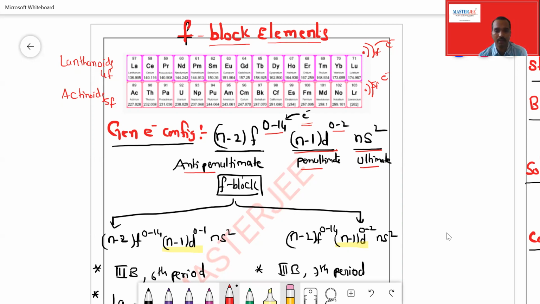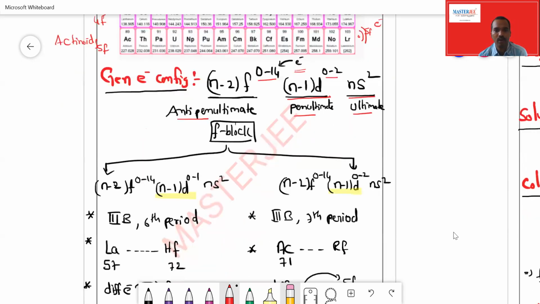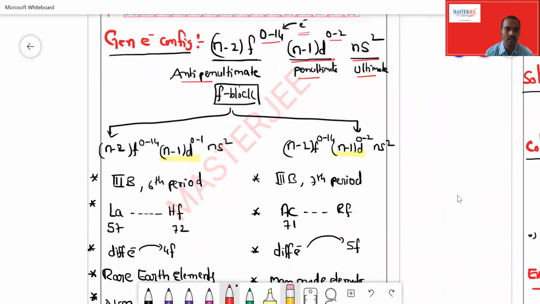Next, F block elements are broadly divided into two parts, as I already told: lanthanoids and actinoids. That means 4F series elements and 5F series elements. These are lanthanoids and these are actinoids. What is the general configuration? For lanthanoids, (n-2)f0 to 14, (n-1)d0 to 1, ns2.